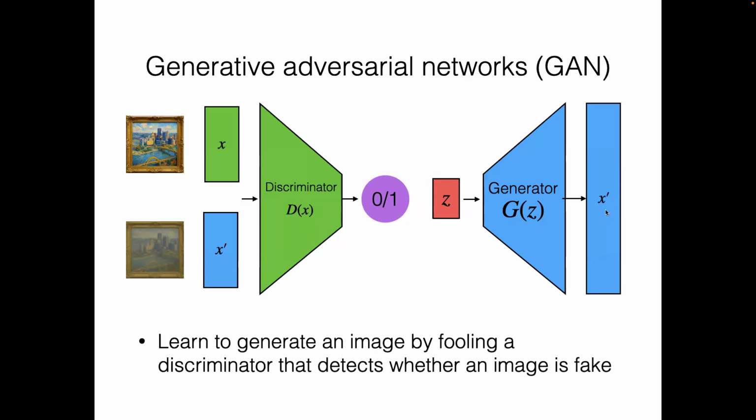We'll see the equation later, but basically the idea is you want to train the generator so that it learns to fool the discriminator. So it essentially learns to generate images that the discriminator thinks are real. It's a clever idea, and again, we'll go briefly into a bit more detail in the lecture.